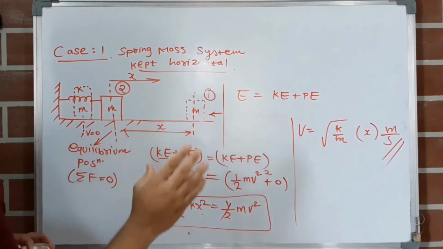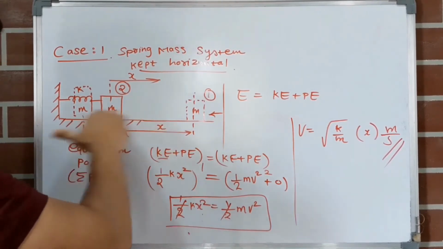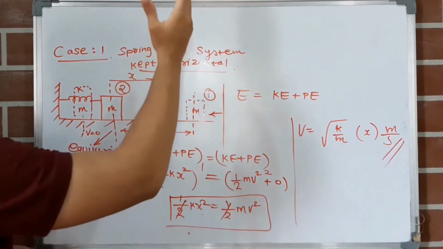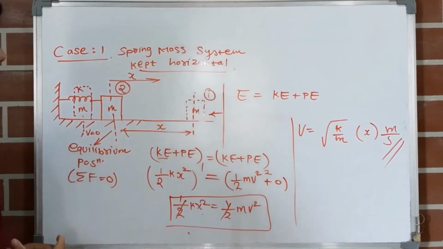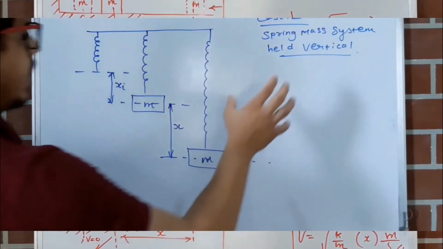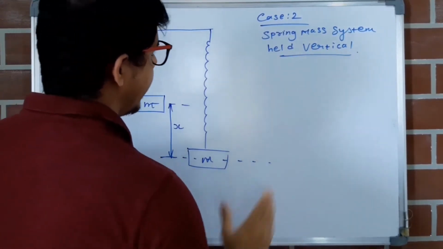In this case, our gravitational potential energy has not come into action. Why? Because our mass is kept on horizontal. Now we will see when our mass is held vertical, then what gravitational energy will come. We will see. Now we will see for case 2, when spring mass system is held vertical.